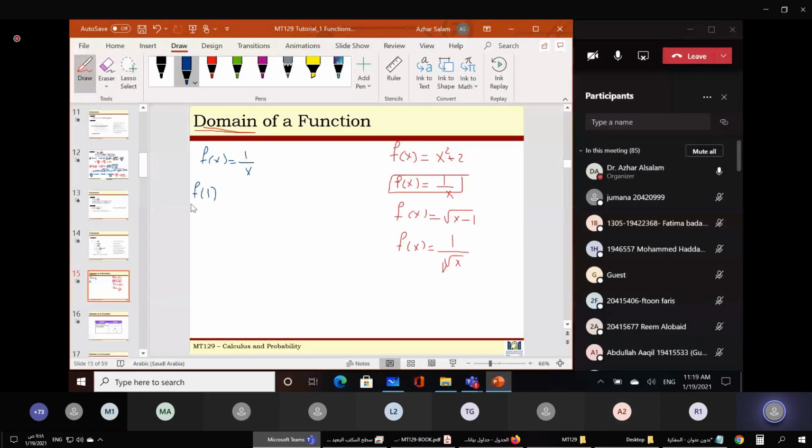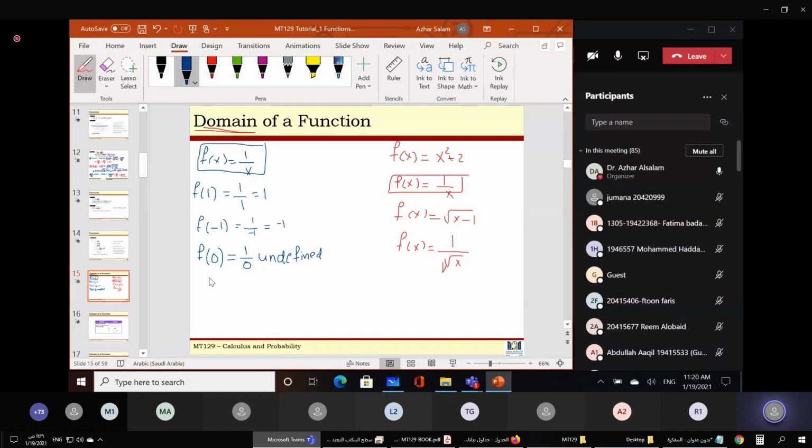If I give you any value of x, for example, 1, I can substitute: 1 over 1 equals 1, right? If I gave you a negative number, minus 1, it's 1 over minus 1 equals minus 1, right? But if I ask you to find f of 0, it will be 1 over 0. Is that possible? It's not possible. You can't actually divide by 0. This value is undefined. Okay? 1 over 0 is undefined. So the function f of x, which is 1 over x, is not defined at 0.